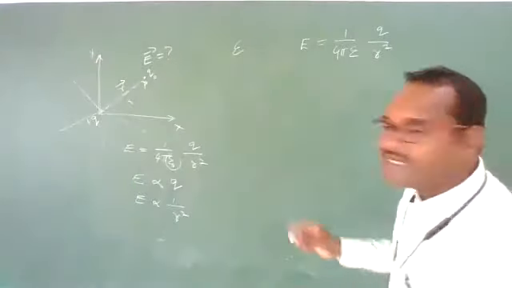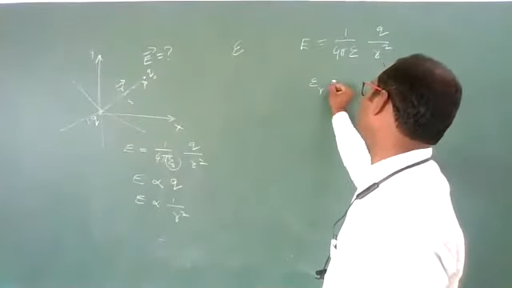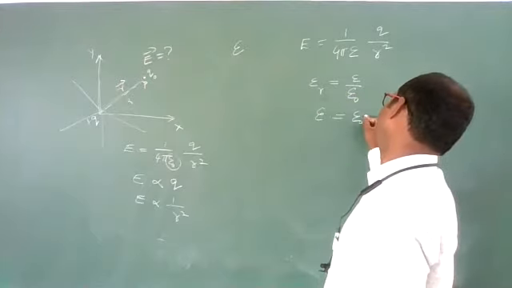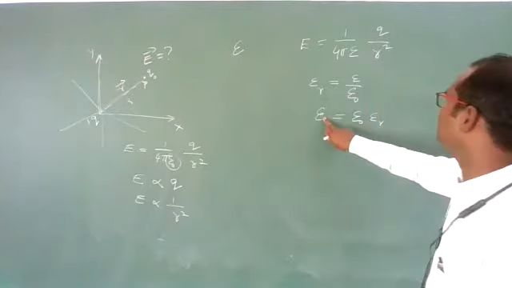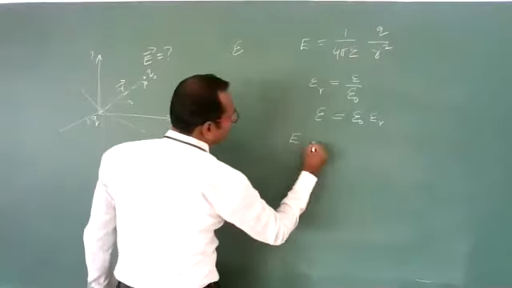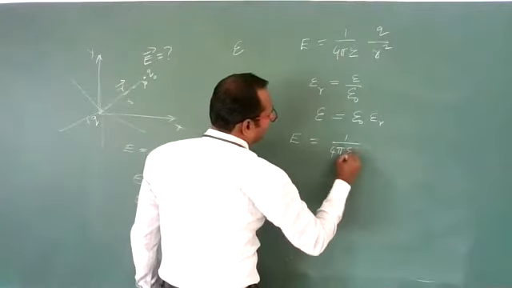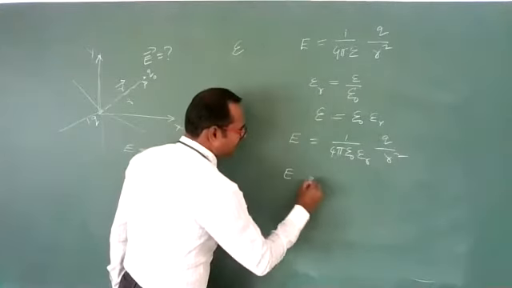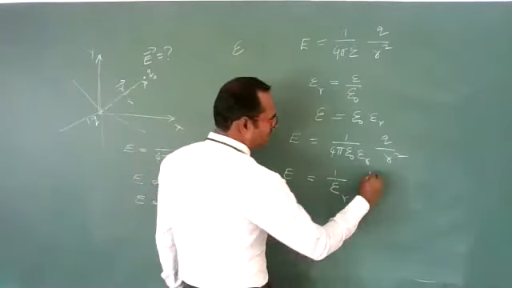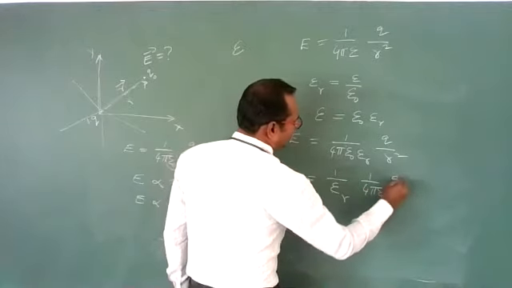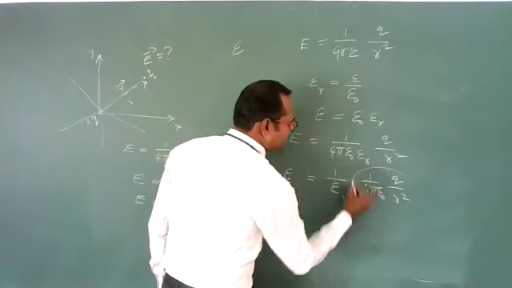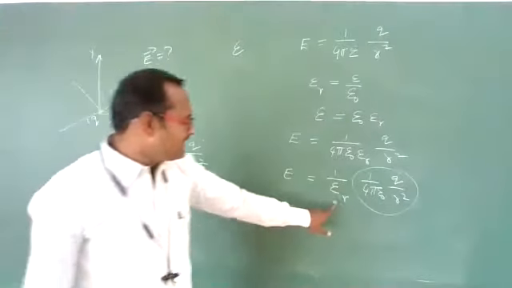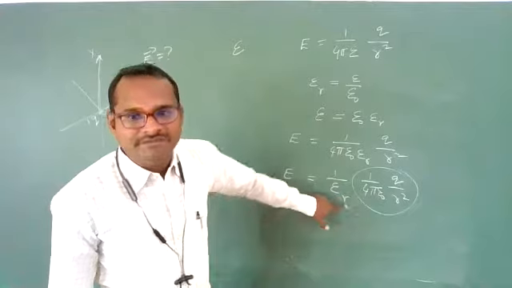As we know, the relative permittivity of any medium, epsilon R, is epsilon by epsilon naught. Then epsilon is epsilon naught into epsilon R. So in place of epsilon, you get E equal to 1 by 4 pi epsilon naught epsilon R into Q by r square, which can be written as 1 by epsilon R into 1 by 4 pi epsilon naught Q by r square. The second factor is the electric field in vacuum or air, and epsilon R is the relative permittivity of that medium.